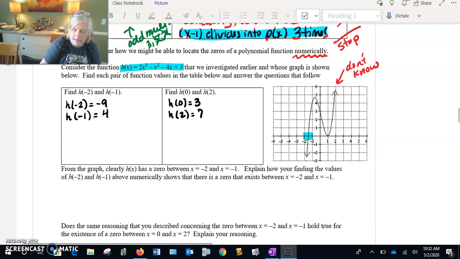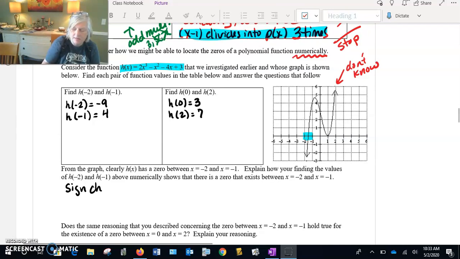What I would say is that what you're seeing here is that there was a sign change between h of -2 and h of -1. And the fact that there was a sign change is what tells me that there must be, I don't know exactly where the 0 is in between -2 and -1, but it does tell me that there is definitely a 0 there. So a sign change between h of -2 and h of -1 means a 0.